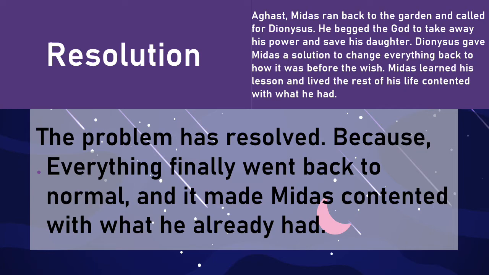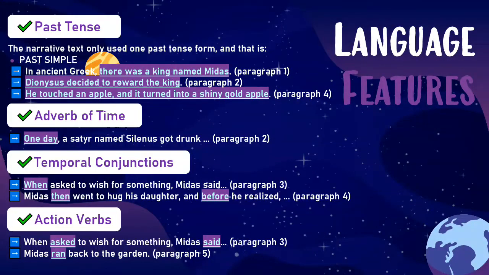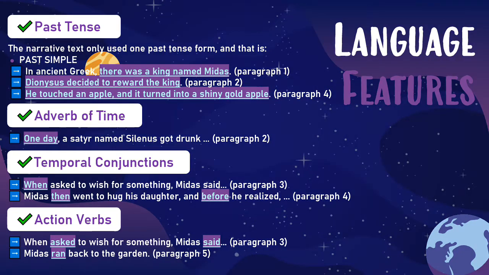Now, let's analyze the language features. For the past tense, the narrative text only used one past tense form, and that is past simple. For example, in ancient Greek, there was a king named Midas. In the text, I could only find one example of adverb of time, which is one day, a satyr named Silenus got drunk. For the temporal conjunctions, there are when, then, and before.